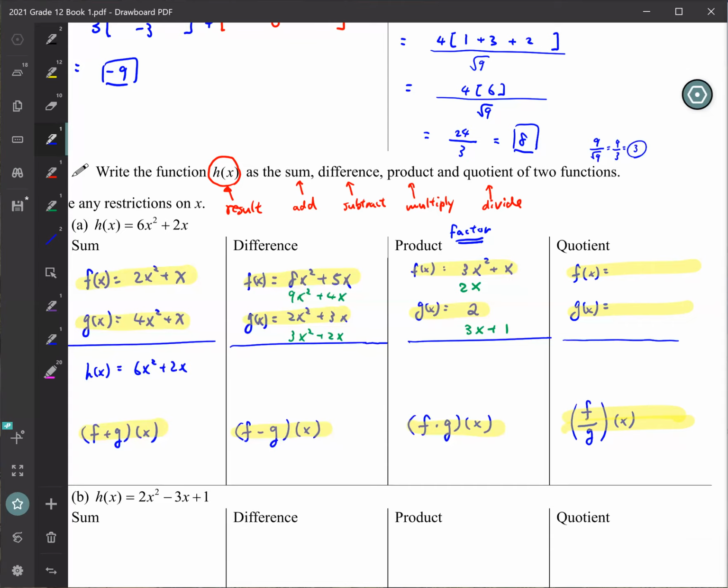So you think about something divided by something has to give you 6x squared, right? Something divided by something has to give you 2x.